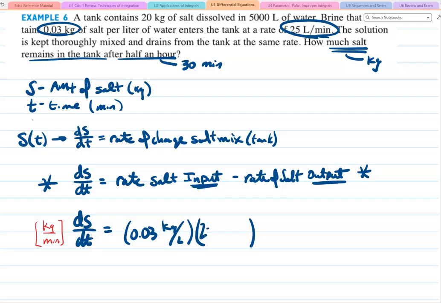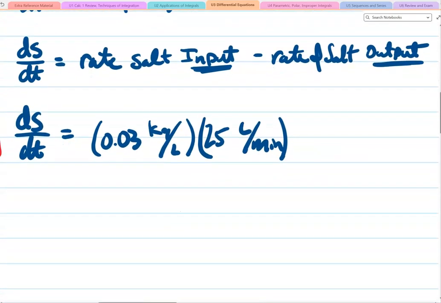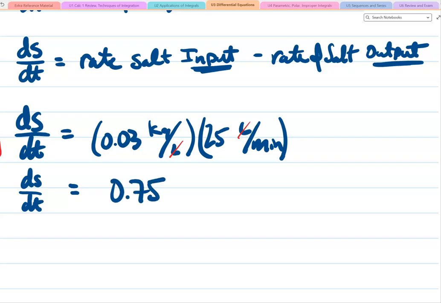So we have 25 liters per minute of the volume going in. Well, as it turns out, the product of these two, the kilograms per liter mixture times the 25 liters per minute volume, allows us to cancel some terms here. The product of those two numbers generates a unit of kilograms per minute. So that's great. So this dS/dt, at least for the input quantity, is whatever 0.03 times 25 is. That math's not too hard, so we'll go ahead and do this.